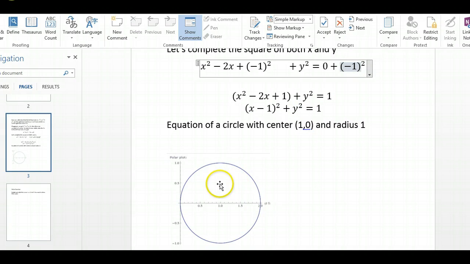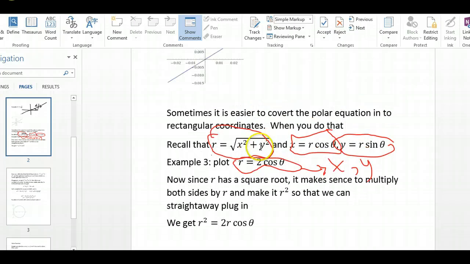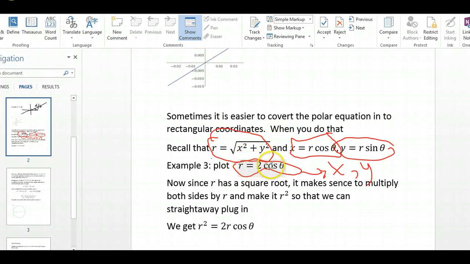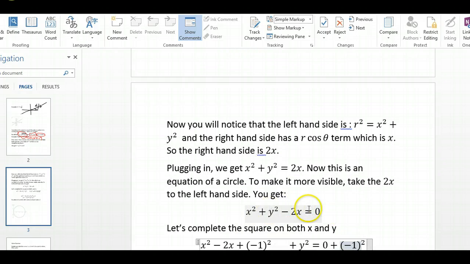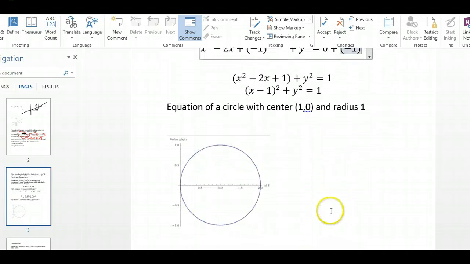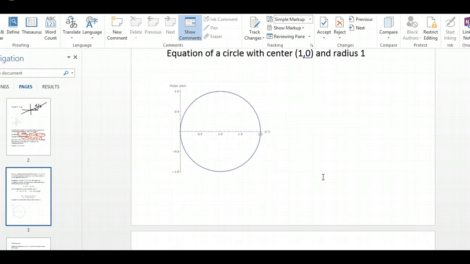So the graph is actually given here. The graph is a circle with a center at 1, 0, and the radius is of course equal to 1. So basically we started off here and multiplied both sides by r, and we replaced r squared by x squared plus y squared, and the 2r cosine theta by 2x. We got this, and then we brought everything onto the left hand side, completed the square, and then we have an equation in x, y, which is an equation of a circle. So the graph of this particular polar equation is a circle.